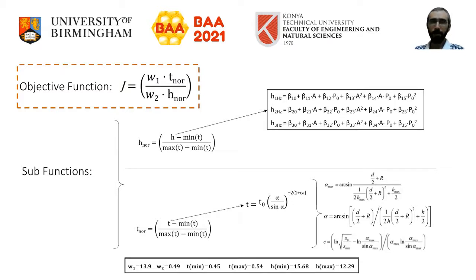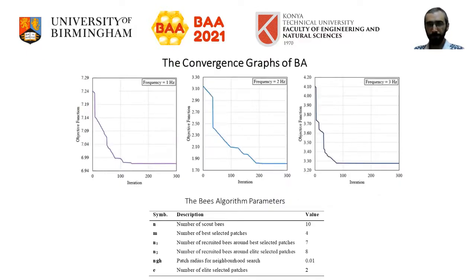So we built the objective function as normalized thickness and normalized bulge height. Actually, normalized thickness divided by normalized bulge height. These are the sub-functions mentioned earlier. And these are the convergence graphs of the Bayes algorithm. So we use this objective function to optimize the parameters of the pulsating hydroforming.